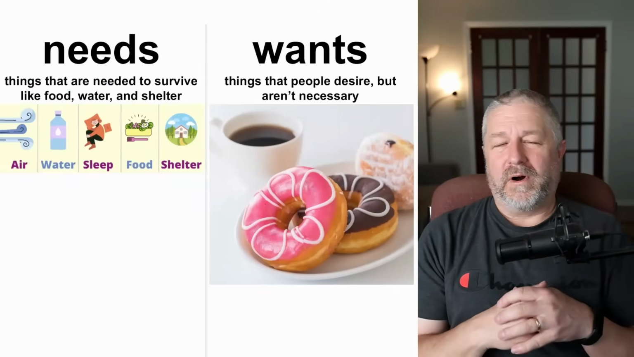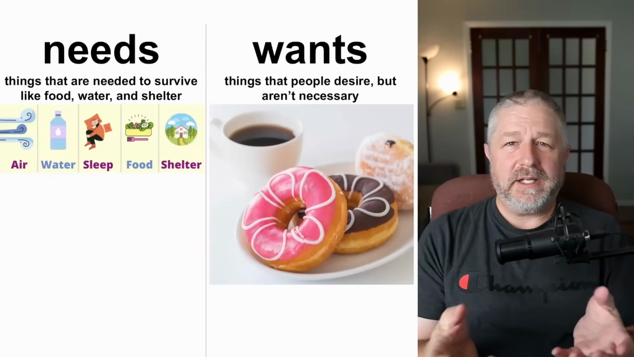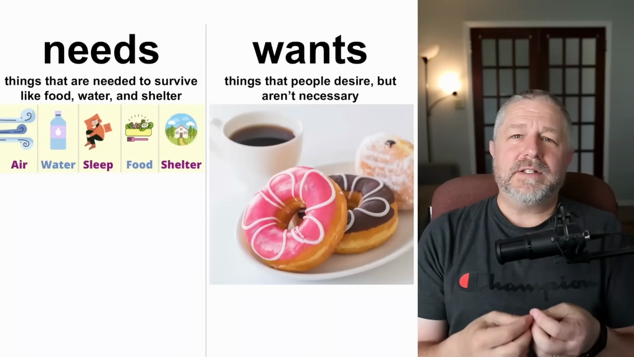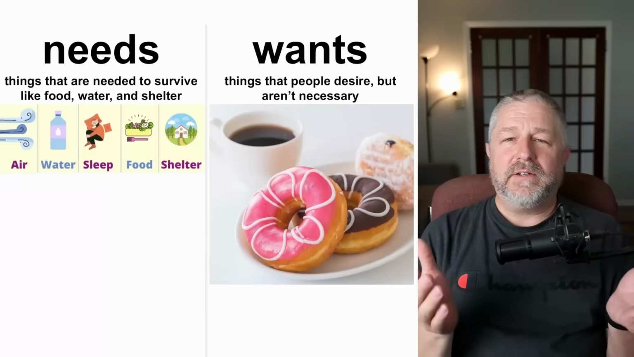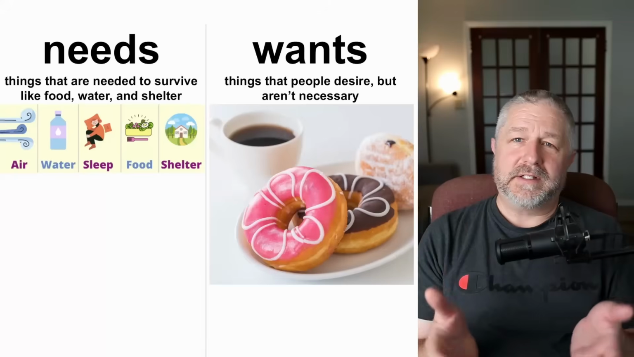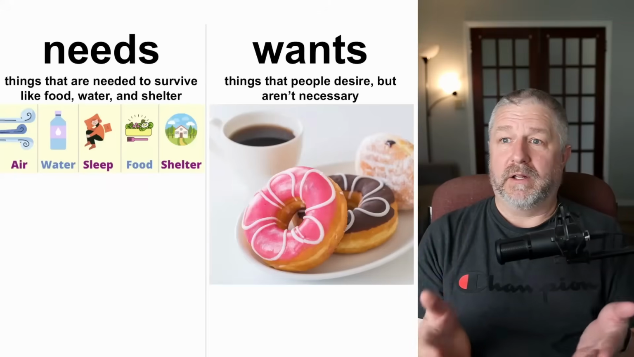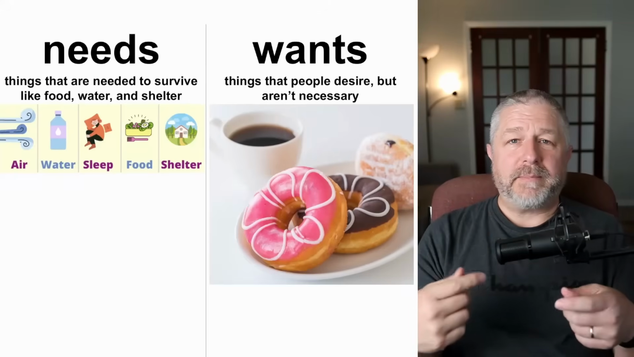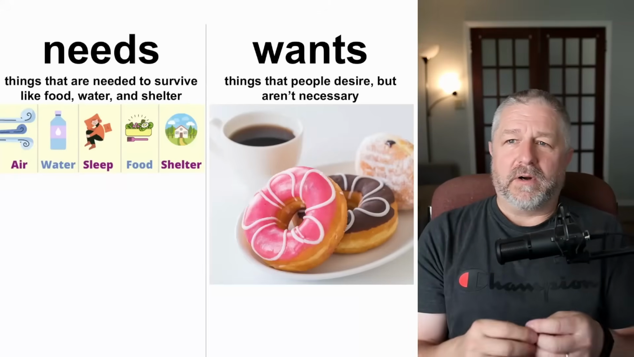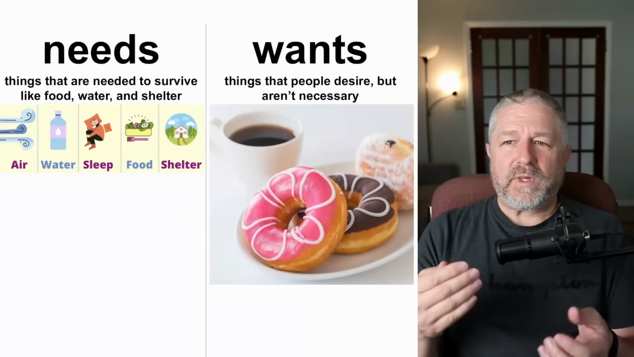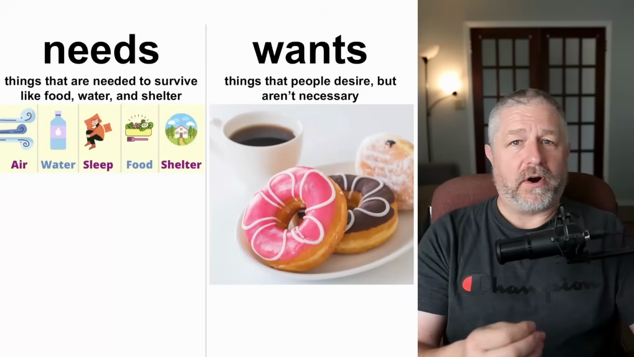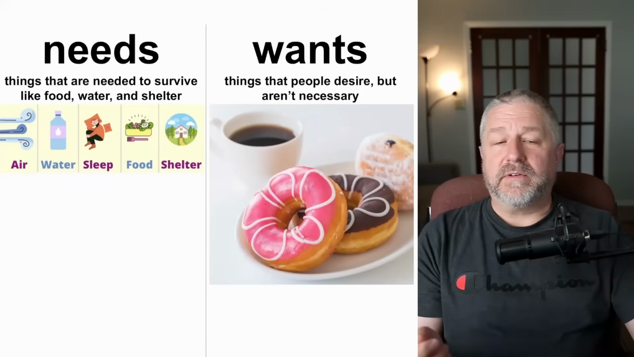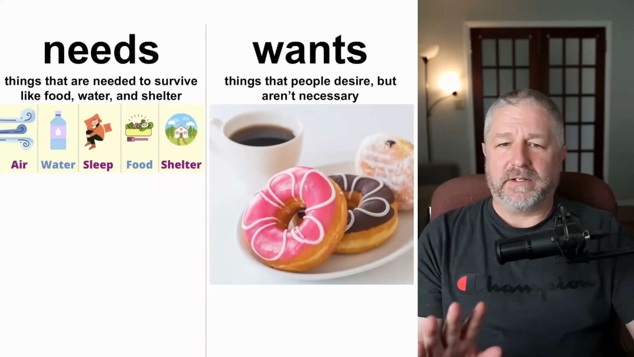Needs and wants. Often in English, we'll talk about needs versus wants. Needs are the things that you have to survive. You need air, you need water, you need sleep, you need food, you need shelter, you need clothes. There are things that you absolutely need. There are other things too, like if you can't walk to your job or take a bus, you need a car. So things that are needed to survive, like food, shelter, water, etc.